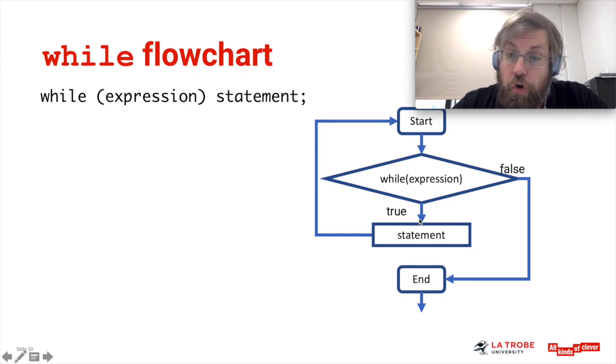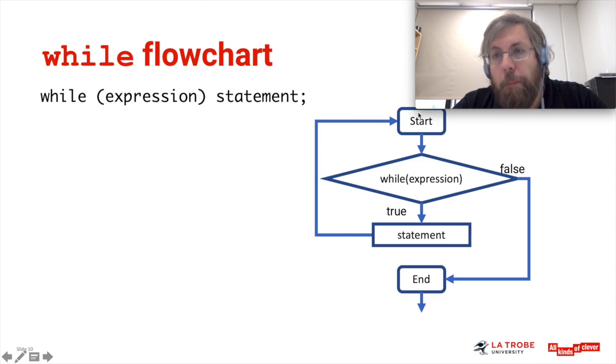If it's true, we go back to start, back to the test, and evaluate the test again. If it's true again, we go back again. If it's false, we exit. So as long as the expression stays true, we keep going, we keep iterating, we keep looping, right? Because there's a loop in this flowchart.